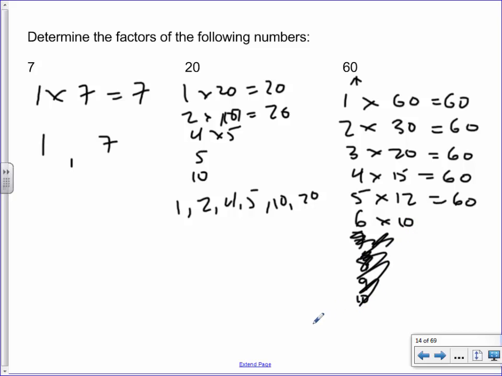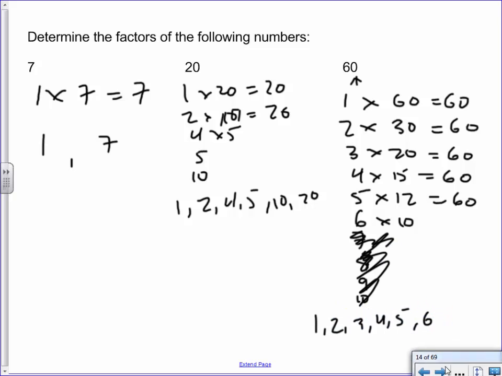So the list is, we've got 1, 2, 3, 4, 5, 6. And then the partners that go with them are 10, 12, 20, 30, and 60. I kind of didn't draw that very nicely, did I? Did I miss 15? 15, thank you. 15's in there.